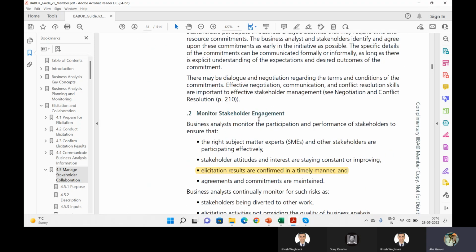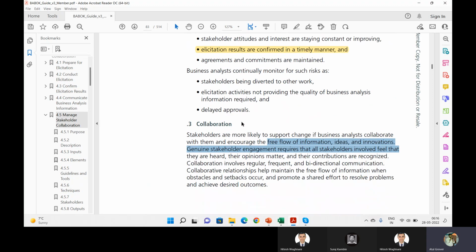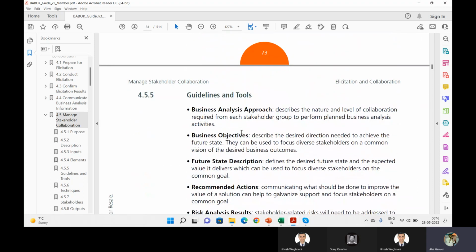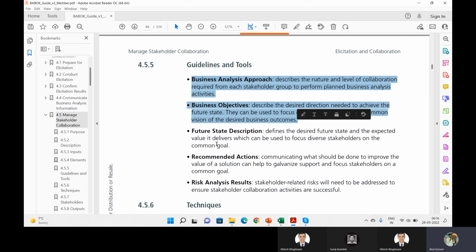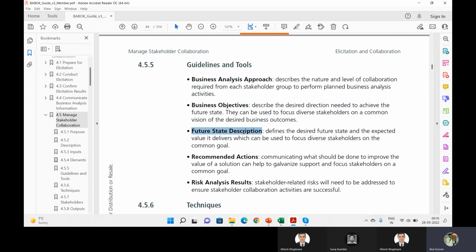Okay. Now let me come to this part. Guidelines. These two we already know. Business analysis approach, what we decided, how to perform, how to meet, all these things. Objective we know. These three are important points. Future state description.